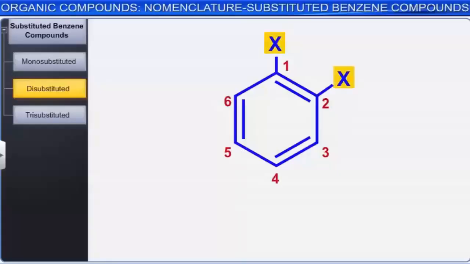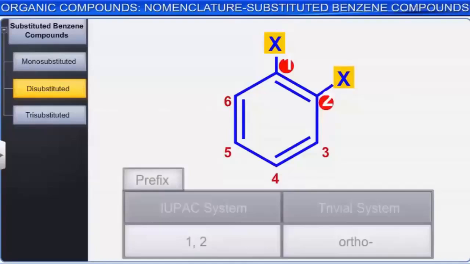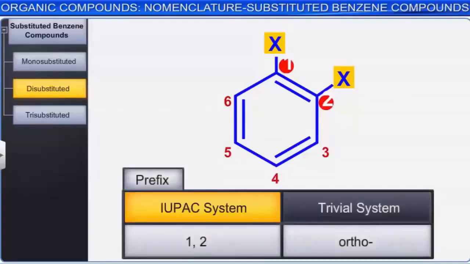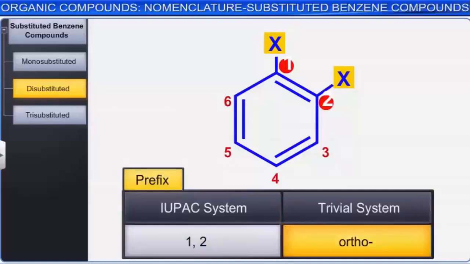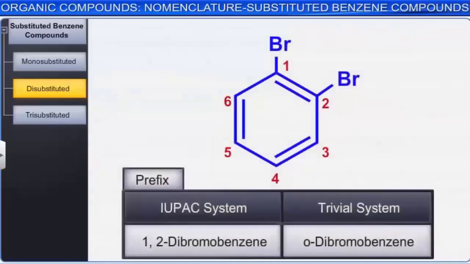When the substituents are present on the adjacent positions of the benzene ring, that is, on the first and second positions, then in the IUPAC system of nomenclature, the positions of these substituents are indicated as 1,2, and in the trivial system, the prefix ortho is used as shown here. For example, in this compound, the substituent bromine is present at 1 and 2 positions. Hence, the name of the compound is 1,2-dibromobenzene or ortho-dibromobenzene.